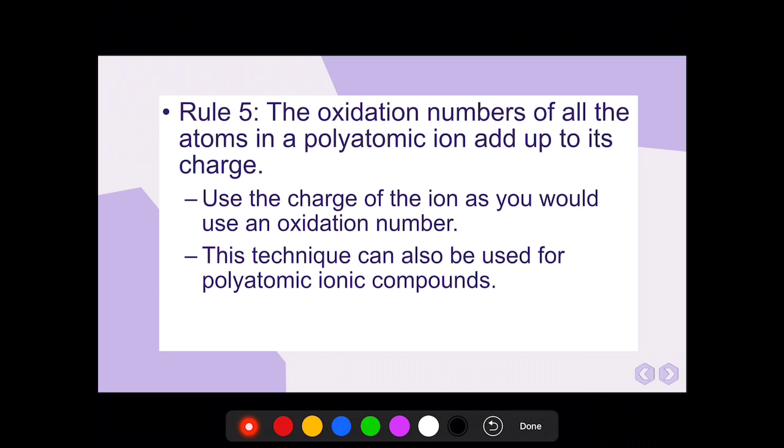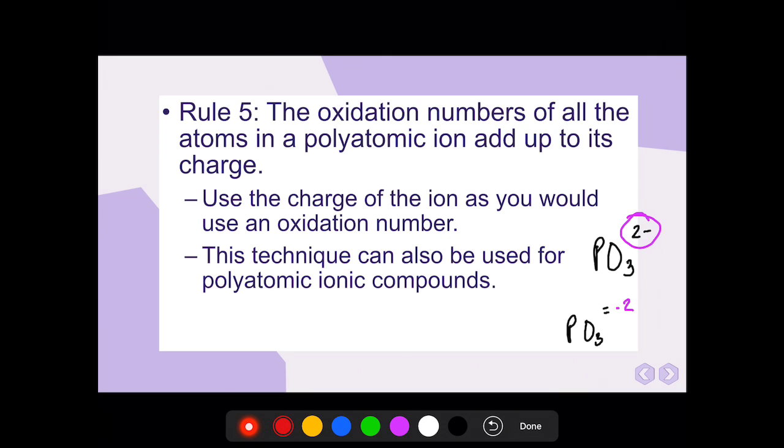A couple more, and this kind of applies to rule number 5. The oxidation number of all atoms in a polyatomic ion add up to its charge. Use the charge of the ion just like you would use for oxidation numbers, and this technique can be used for polyatomic compounds. So here's the example. If I have PO3 and that charge is a -2, now do keep in mind it will not be written in parentheses. It'll be written like this. What it's saying is you have phosphorus, you have oxygen, and we have oxidation numbers, but the sum of the oxidation numbers on this ion are not equal to 0, but they're equal to the charge, -2.